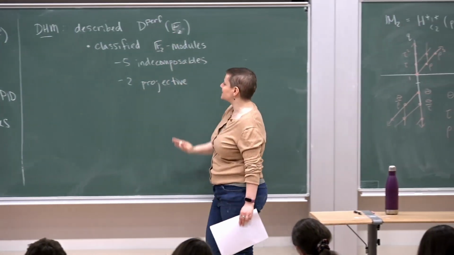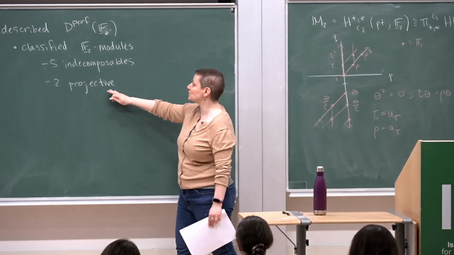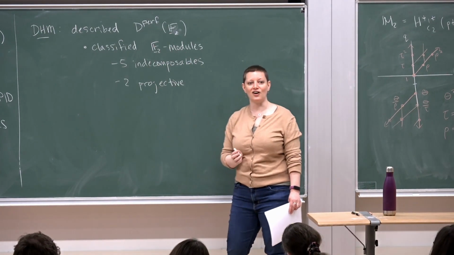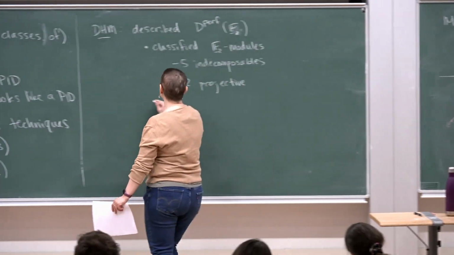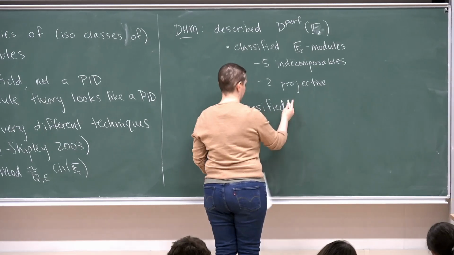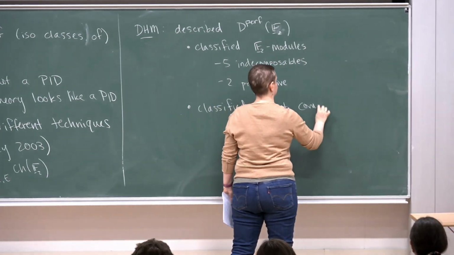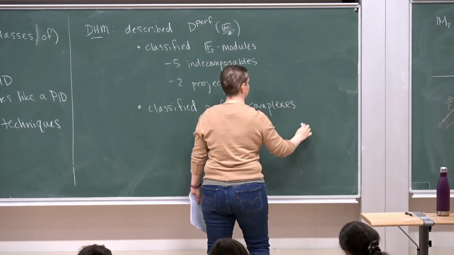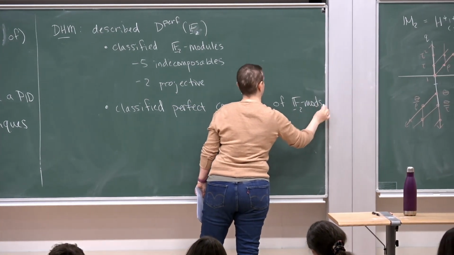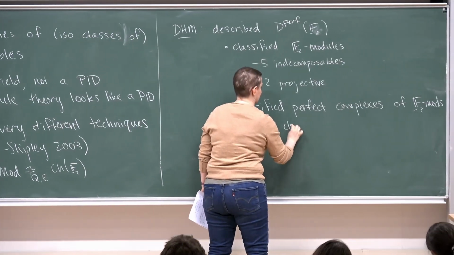And so perfect complexes are made of finitely many projectives, and so then we use this as input to take these 2 projectives and try to study all of these perfect complexes. And we were able to classify those. So we classified perfect complexes of F2 underline modules using these 2 projectives via a change of basis algorithm.